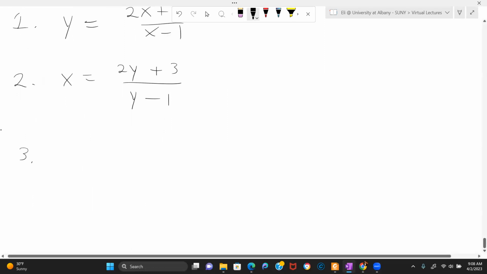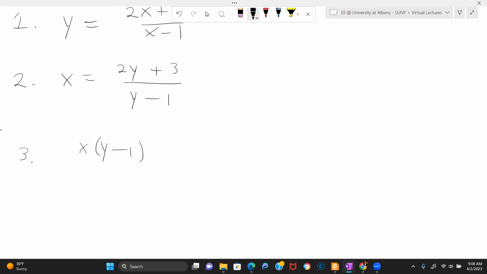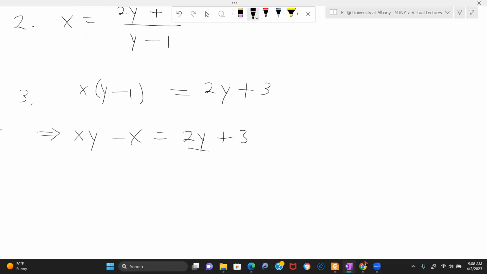So I'm going to multiply both sides by y minus 1. So we have x times (y minus 1) is equal to 2y plus 3. Now I'm going to distribute the x through to get xy minus x is equal to 2y plus 3. Now I'm going to put the y terms together and factor and put everything else on the other side.